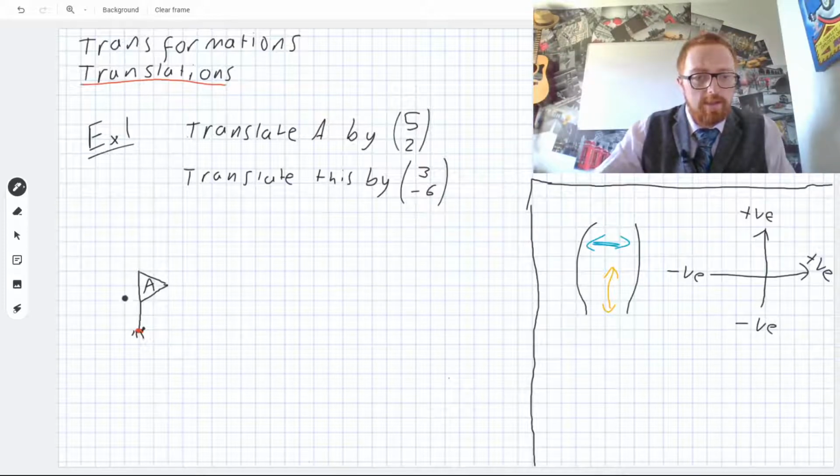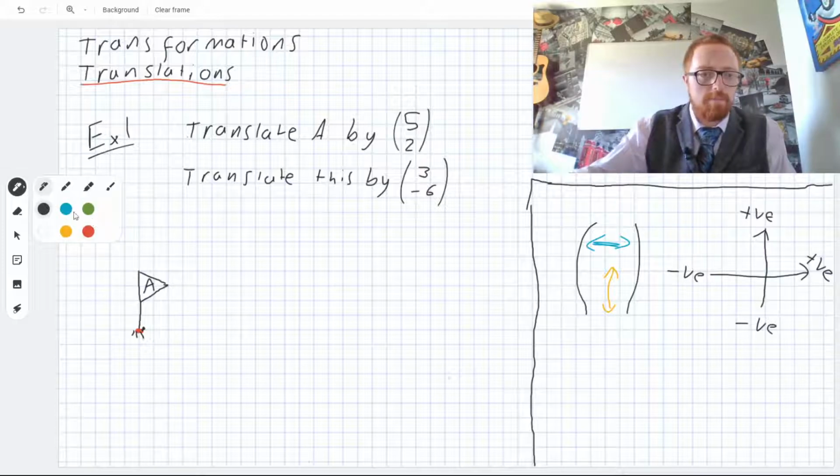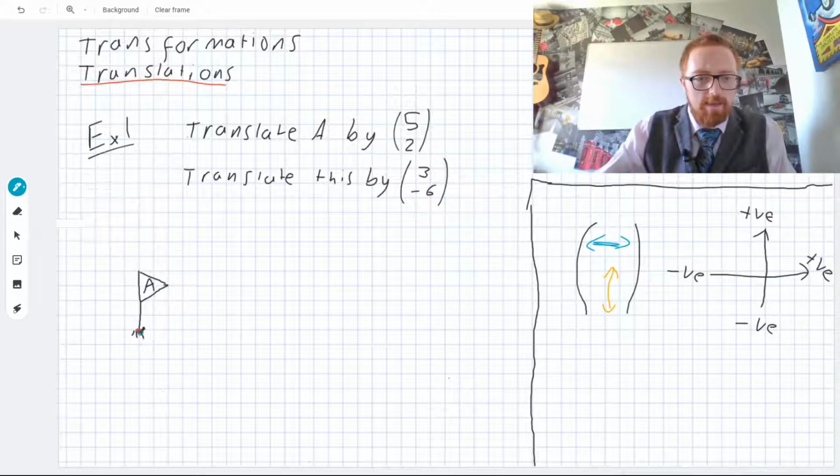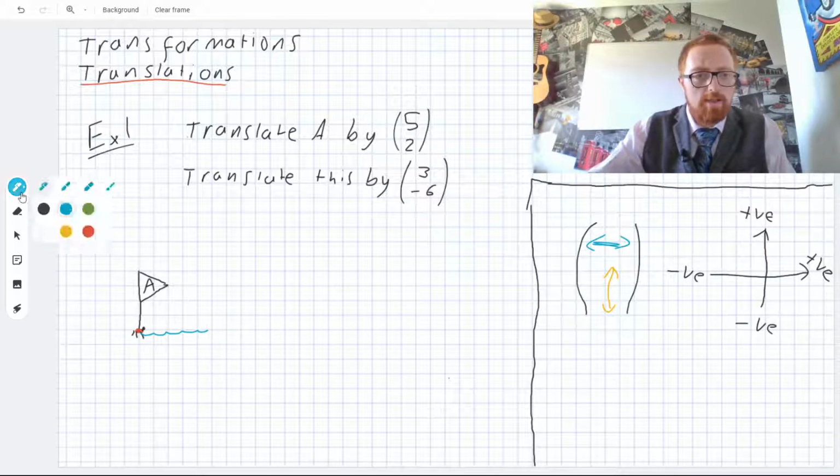So let's have a look at this flag A here. There's a little flag, and we're going to translate A by 5 2. You recall from last video, the top number is how far left and right we go, and the bottom number is how far up and down we go. So this ant needs to go 5 to the right, 1, 2, 3, 4, 5, and then 2 up, 1, 2.